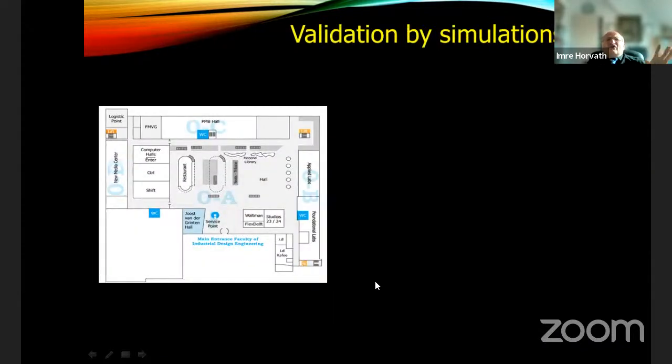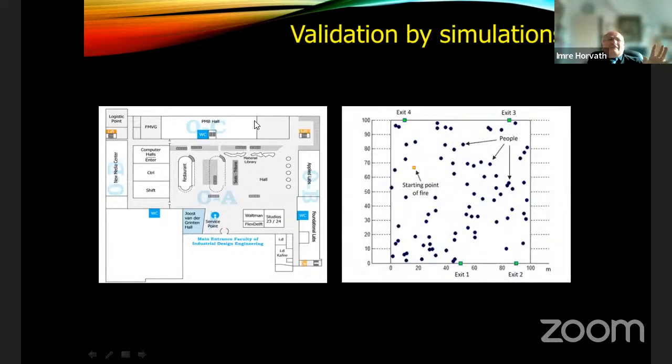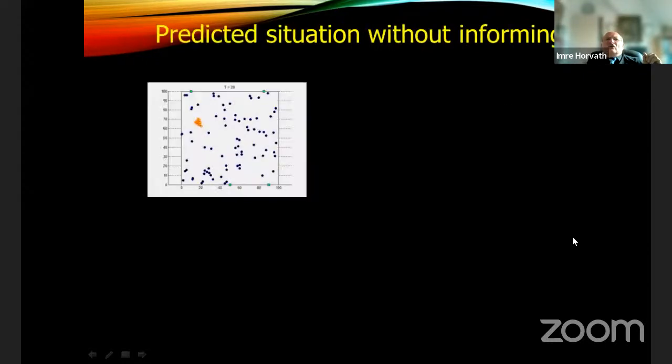In this particular case, obviously, we couldn't make a fire in any building. We couldn't test it in real life. For this reason, we were restricted to simulation, and we modeled the building of the Faculty of Industrial Design Engineering of the University where we were located, and then we had a setup. Here are the exit entities, here are the people, and here was a kitchen part, and our assumption was that the fire breaks out in the kitchen, and this is what we tried to model.